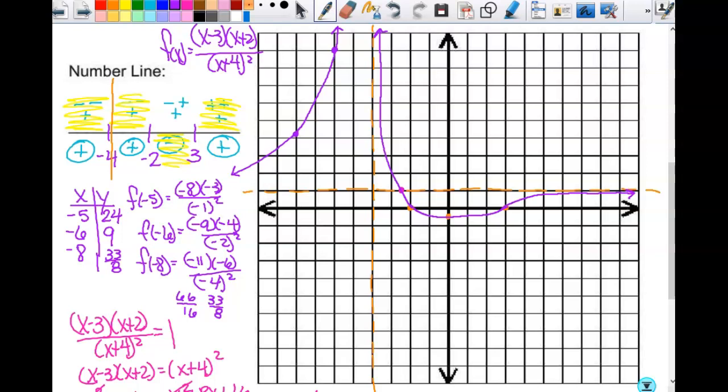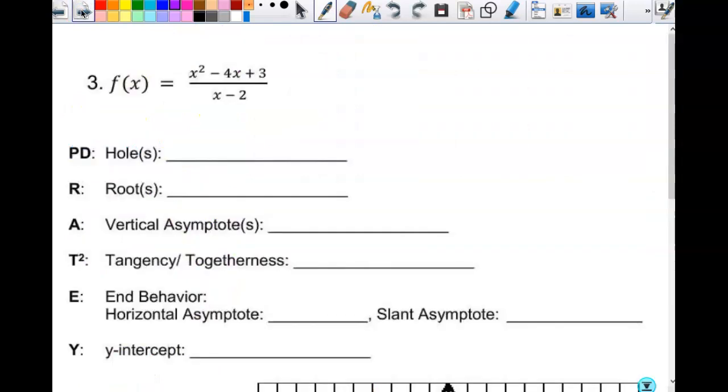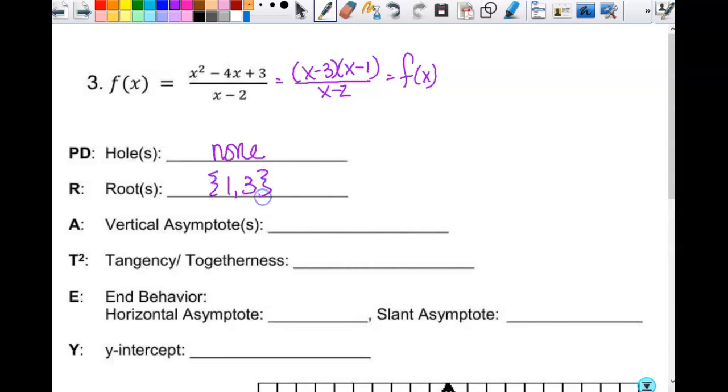All right, let's move on to the next one. So we factor, and we get x minus 3 times x minus 1 over x minus 2. That is my reduced version because I cannot reduce anything, so there are no holes. Okay. Are there any zeros? Yes, 1 and 3. Vertical asymptotes, x equals 2. Any tangency or togetherness? No, because I don't have anything with exponents.